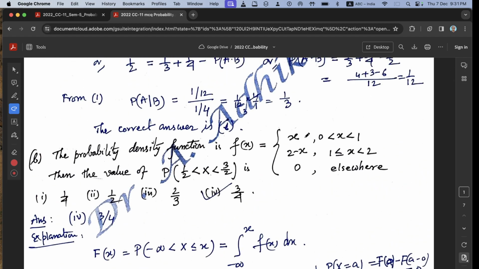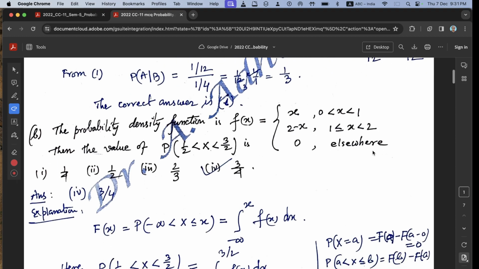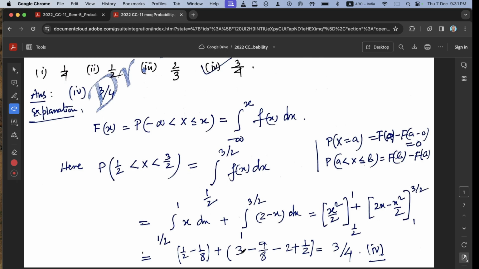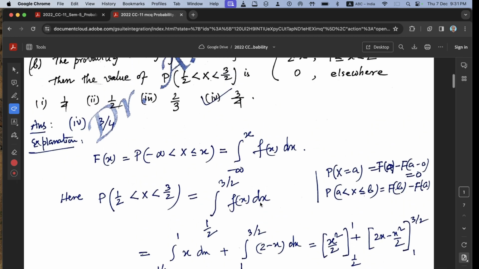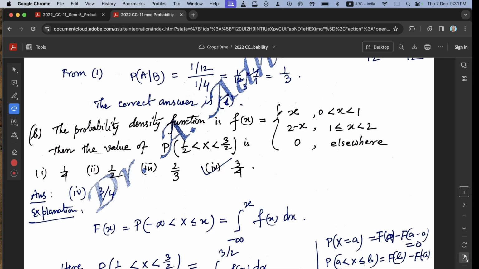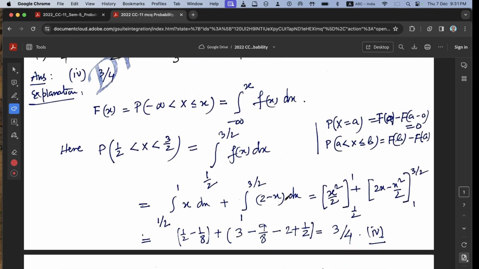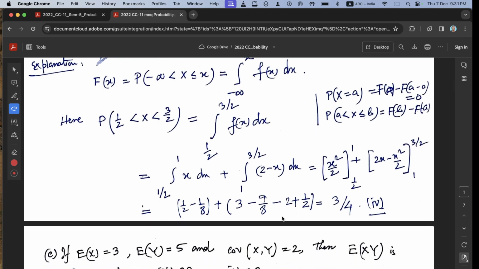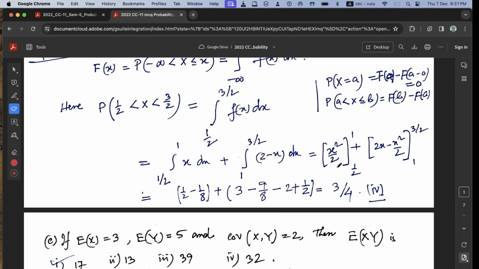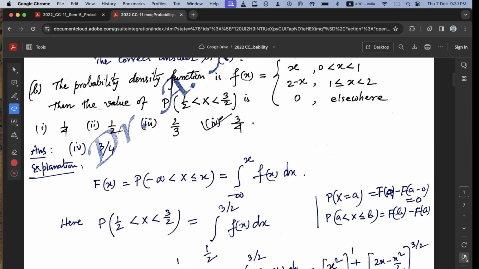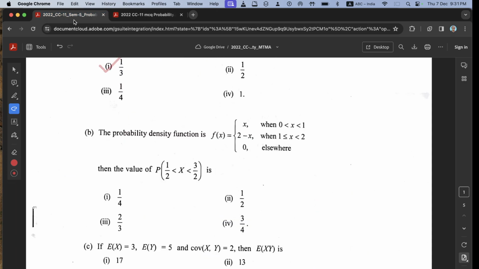But here there are two intervals, 0 to 1 and 1 to 2. So half to 1 and 1 to 3 by 2. So for 0 to 1 f(x) is x and for 1 to 2 f(x) is 2 minus x. So put these values of f(x) and after integrating we find the required probability is 3 by 4. Hence the correct option is 4, answer 3 by 4.